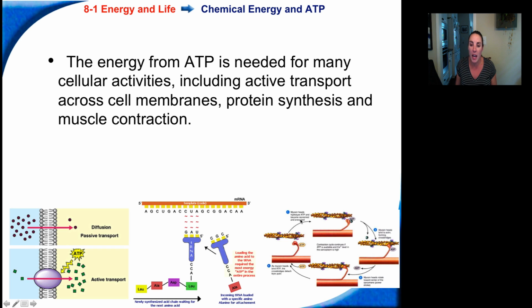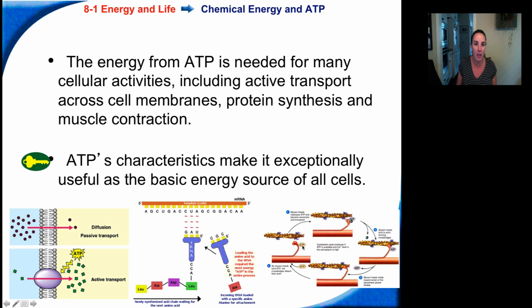The myosin heads hydrolyze ATP before being reoriented and energized. Myosin heads bind to actin, forming cross bridges, and rotate towards the center of the sarcomere. As myosin heads bind ATP, the cross bridge detaches from the actin, and so on and so forth. This is a really complicated version of muscle contraction, but as you can see, ATP is needed in this reaction. ATP's characteristics make it exceptionally useful as the basic energy source of all cells.